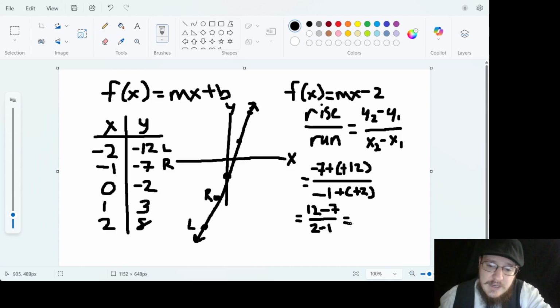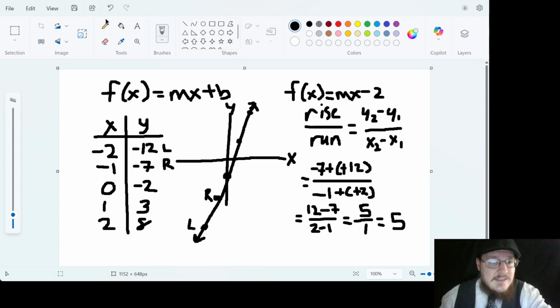And it's a little easier to read because now, instead of saying -7 plus 12, we have 12 minus 7. That's real easy. That is a big old 5. And then we have 2 minus 1 instead of -1 plus 2. We have 2 minus 1, so that's 1. So we have our rise over our run, but for sake of cleanliness, our m is equal to 5.